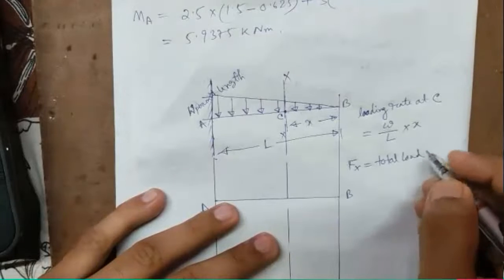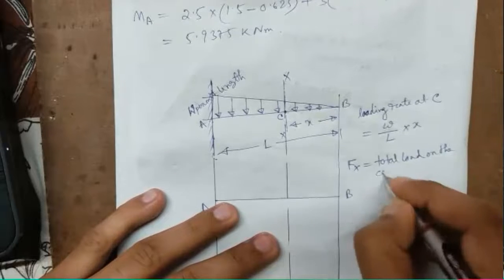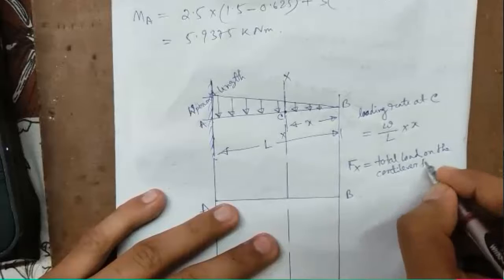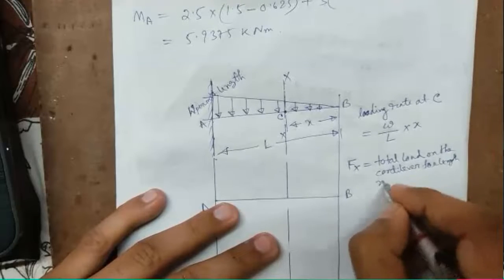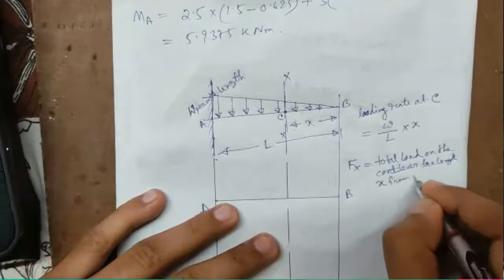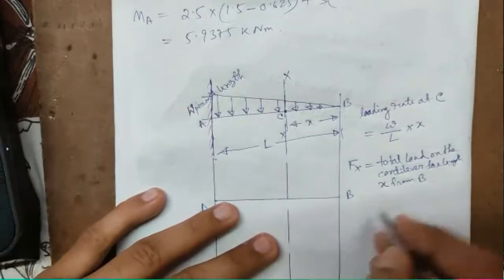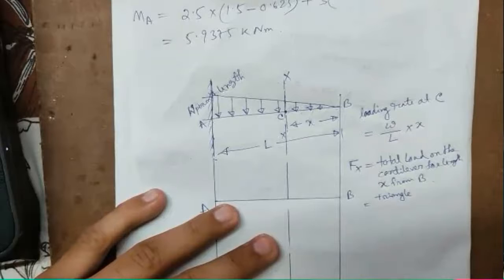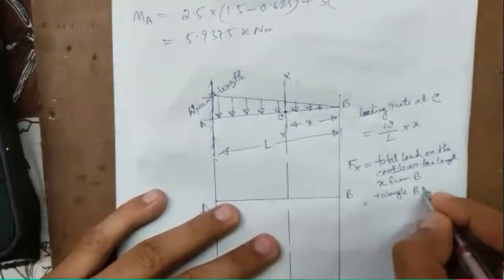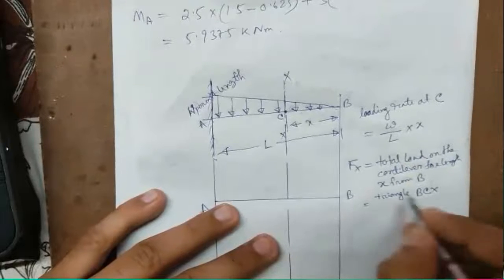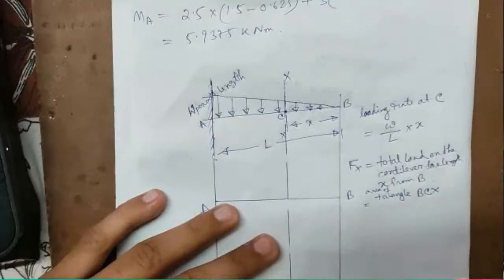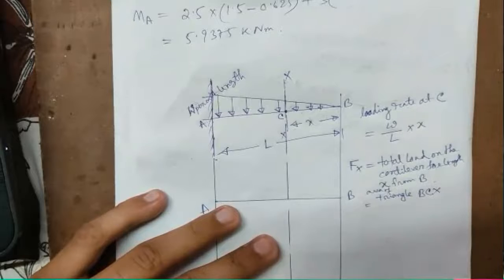Total load on the cantilever for length x from B. So that can be given by the triangle of BCX, the area of triangle BCX, that will give us the total load working on BC region.